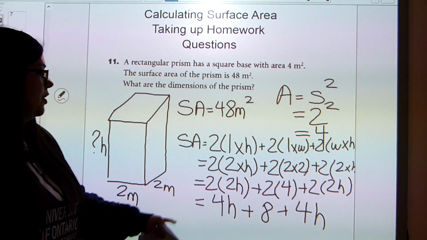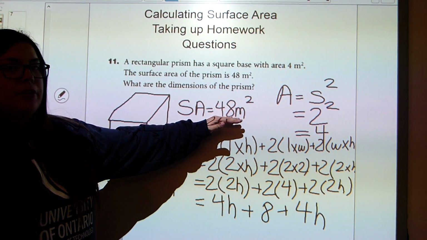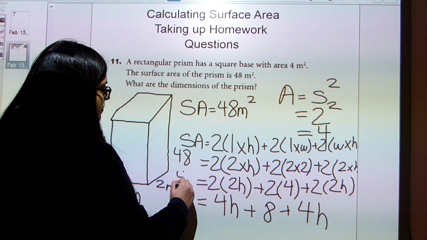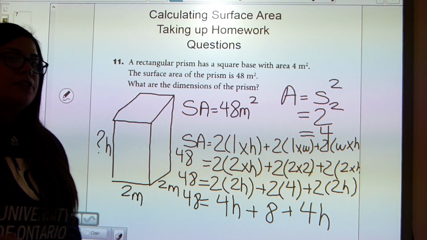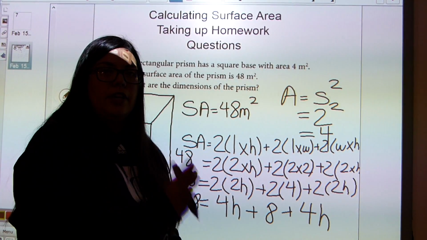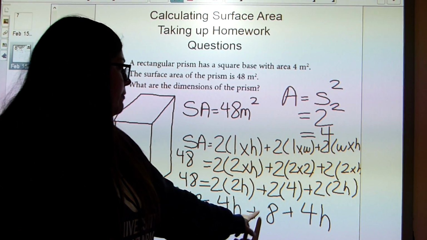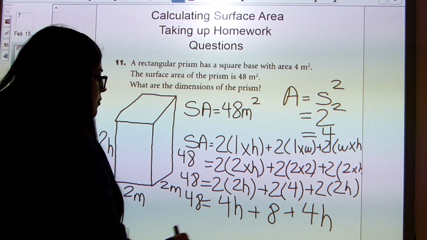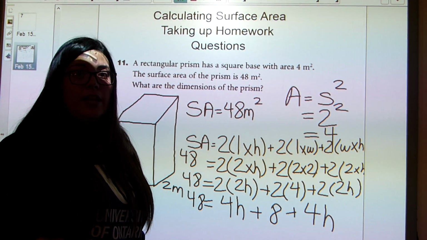Okay? And on this side of the equation, we already know the surface area equals 48 meters squared. So just put that here for all of them. Okay? So just like our isolation, we want to put variables on one side and numbers on the other. So let's do that. We have 48 by itself, but we have an 8 in a mixture of variables. So we're going to group the two variables first. We have 4h plus 4h gives us 8h.